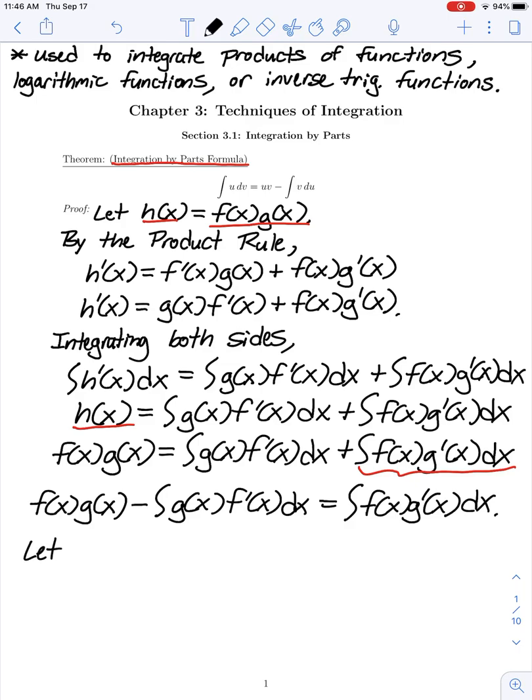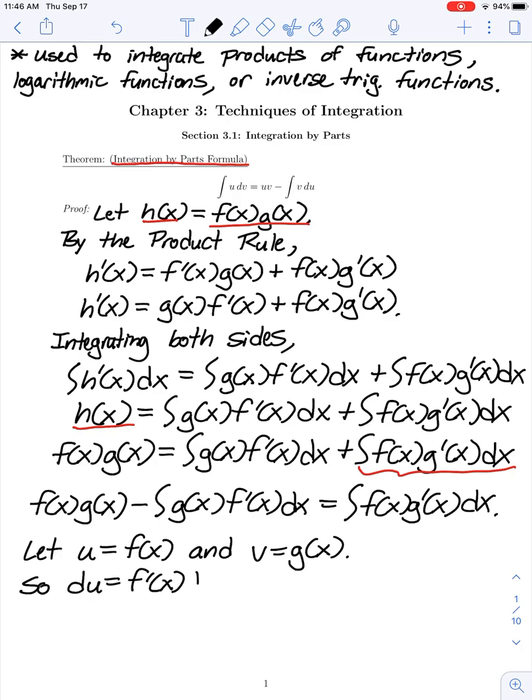If I were to make a change of variables, or a substitution for what I'm calling things, as u equals f of x and v as g of x, then if I calculate the differential du, I would have f prime of x dx. And if I calculate the differential of v, I would have g prime of x dx.